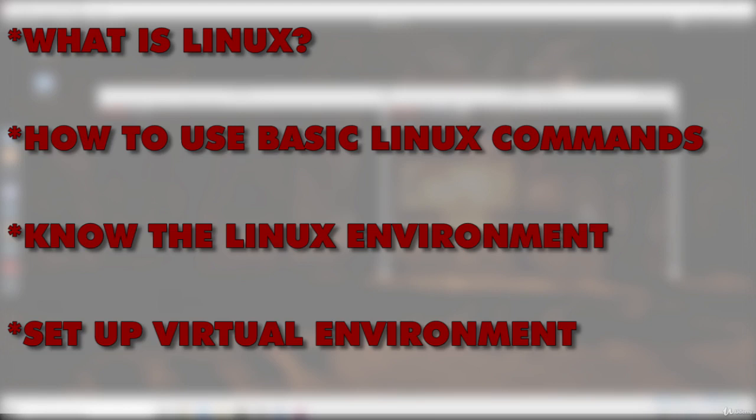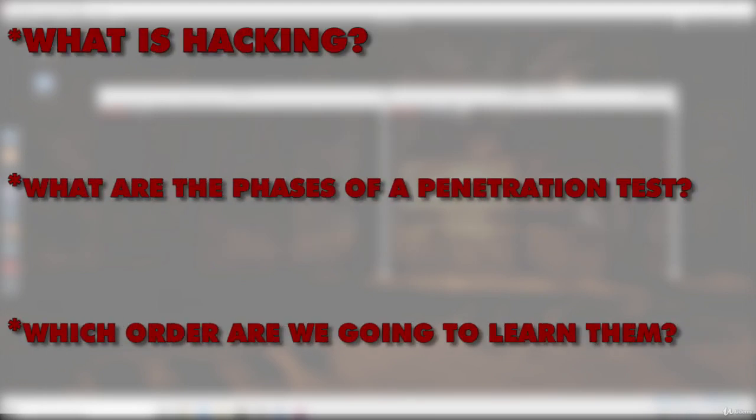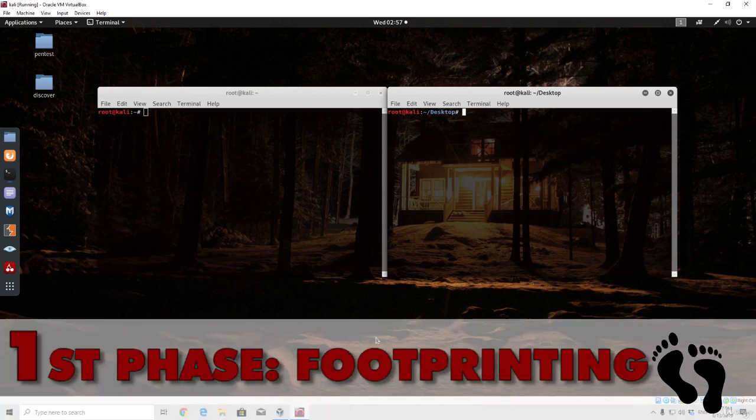But for now, before we actually do any of that, we're going to define what actual hacking is, what are the phases of a penetration test, and in which order we are going to learn them. The first phase would be footprinting and reconnaissance. By default, there are 5 steps in a penetration test, and each one of them is important, but footprinting is the most important one because it is basically gathering preliminary data or intelligence about your target.